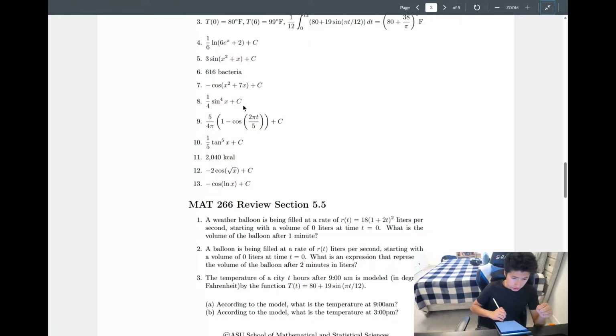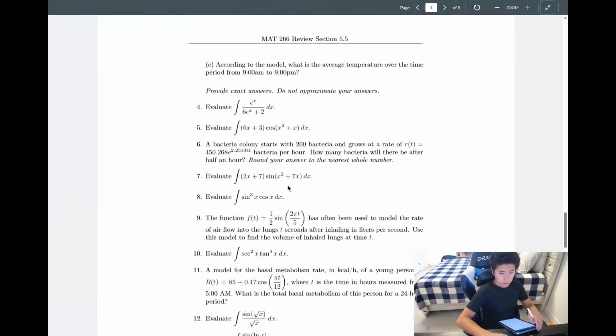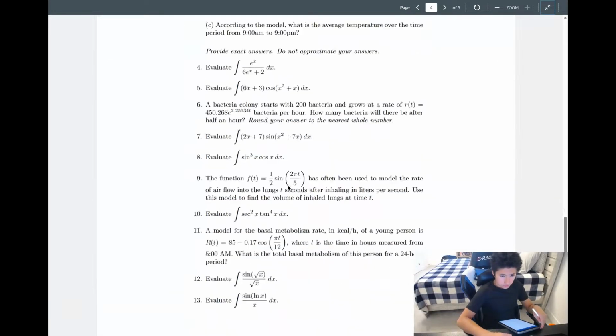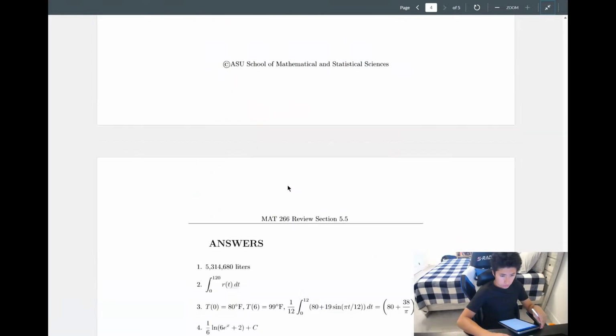11, I got 0. They didn't. That's wrong. 12, negative 2 cosine of square root of x. Yep, I got that. Forgot the plus c. Essentially correct. 13. Negative cosine of ln of x plus c. Correct. All right. What? What's this? The same thing.